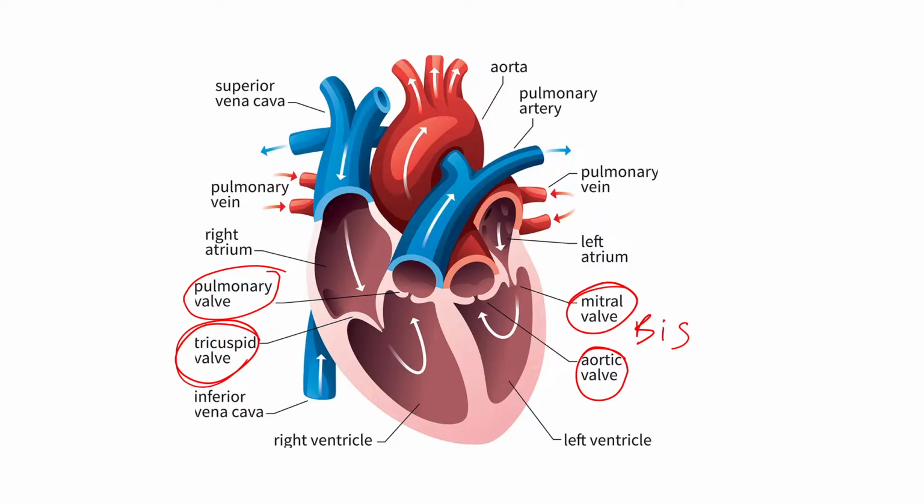These particular valves are muscles. They can easily become weak, and if they become weak, you might have problems. An example of a condition is atrial fibrillation.